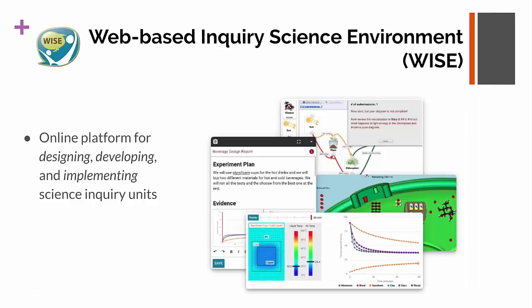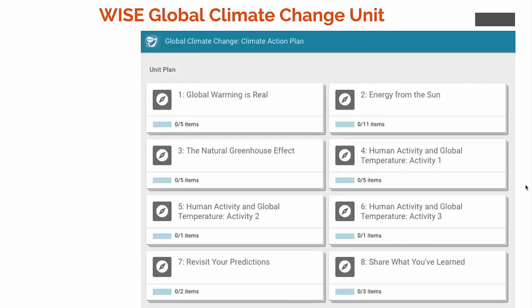So the study context is the web-based inquiry science environment, which is an online platform for designing, developing, and implementing science inquiry units. In particular, we use a global climate change unit, and this unit is aligned with the state standards where the study was conducted. This unit consisted of 8 lessons, with the primary learning goal of supporting students to understand the role that the sun plays in warming the earth and the ways that human activities might influence Earth's temperatures.